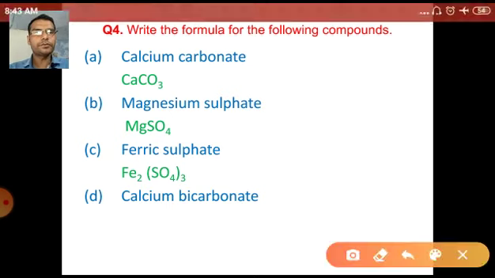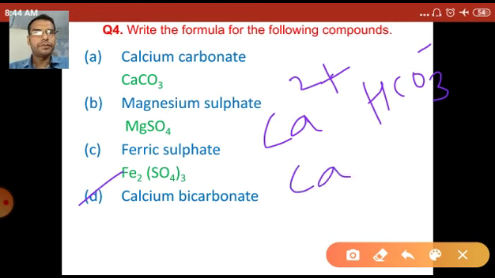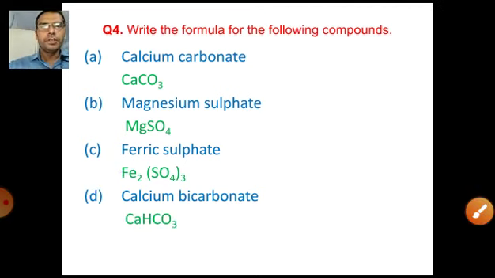Now the next question, D number, calcium bicarbonate. Calcium is Ca2 plus, and bicarbonate is HCO3 minus. So the formula between them is Ca(HCO3)2. So the formula of calcium bicarbonate is Ca(HCO3)2.